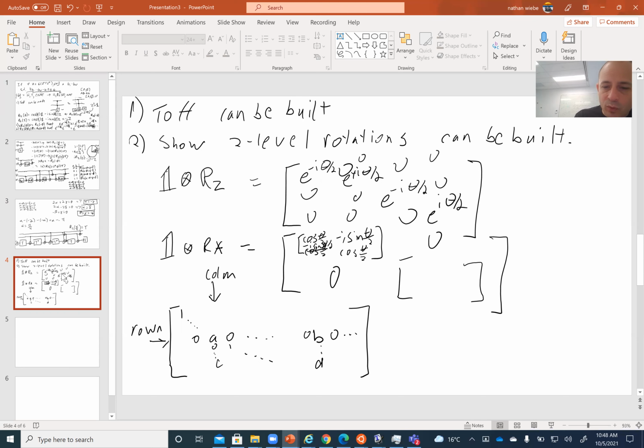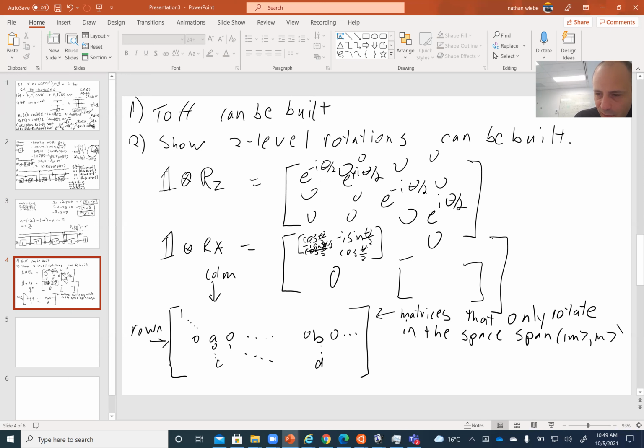So the basic idea is that we want to build matrices that only rotate in the space spanned by M and N, and act as identity everywhere else. So how can we express these particular rotations?